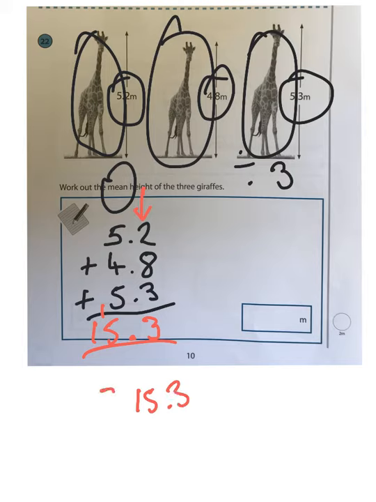If you want to do the bus stop method, you can. How many times does 3 go into 1? 0. You carry it over. How many times does 3 go into 15? 5 times. No remainder. How many times does 3 go into 3? 1. So the answer is 5.1 meters.